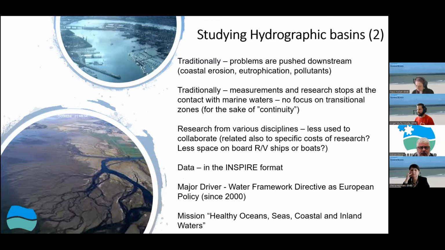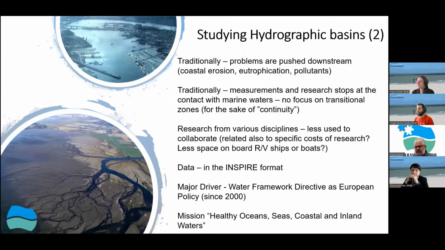Then there is a very important problem. It's probably human nature, but traditionally problems are pushed downstream. And we look here at cutting sediment supply to the coast with an impact on coastal erosion, nutrient discharges which end up in eutrophication, and we do not have to keep out pollutants, either traditional pollutants as well as emerging pollutants, which are extremely important.